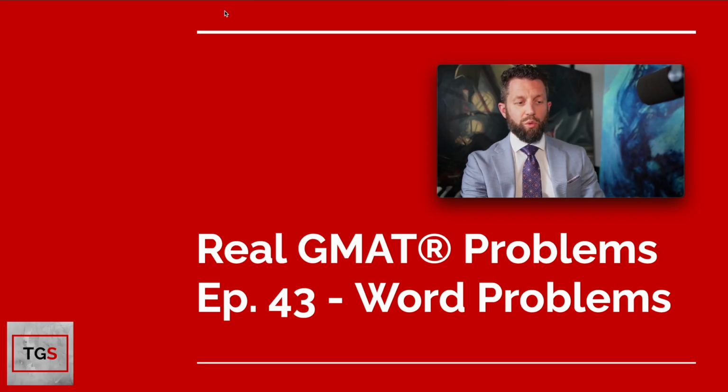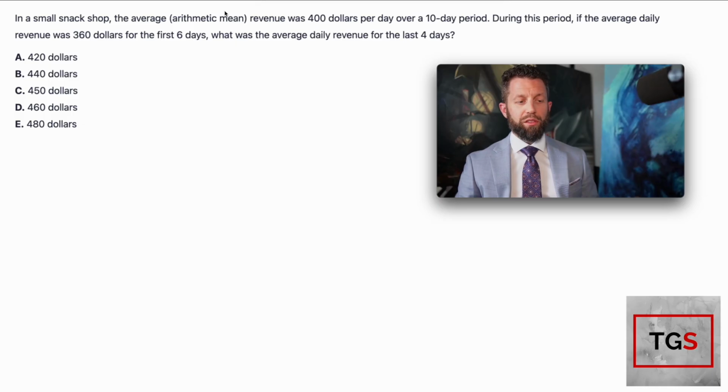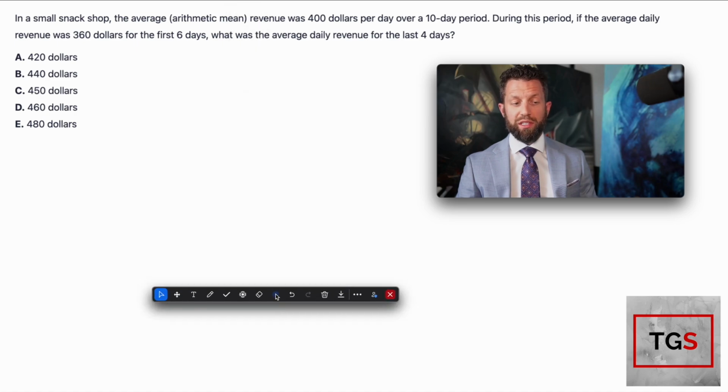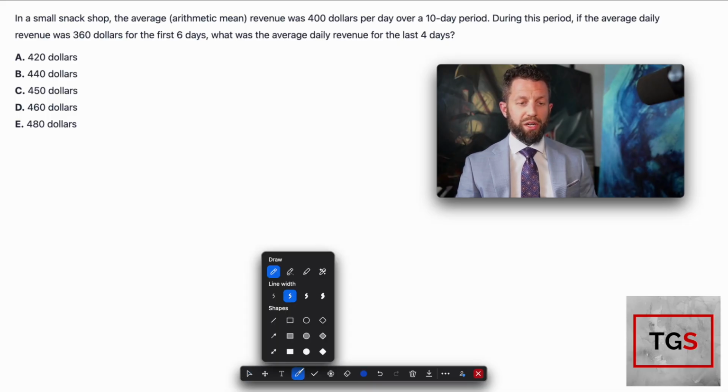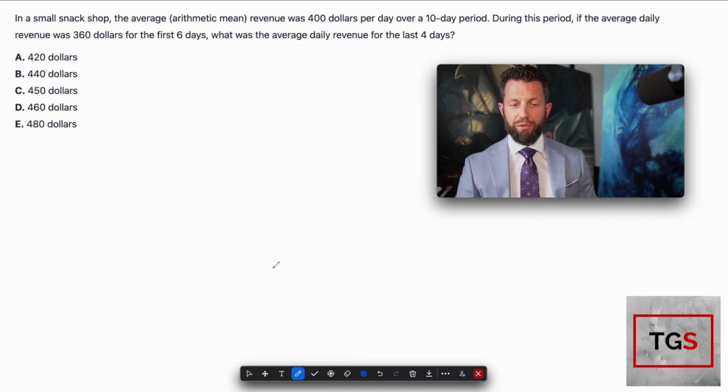This is question number 1. The problem says, in a small snack shop, the average, in parentheses, arithmetic mean, revenue was $400 per day over a 10-day period. During this period, if the average daily revenue was $360 for the first 6 days, what was the average daily revenue for the last 4 days?